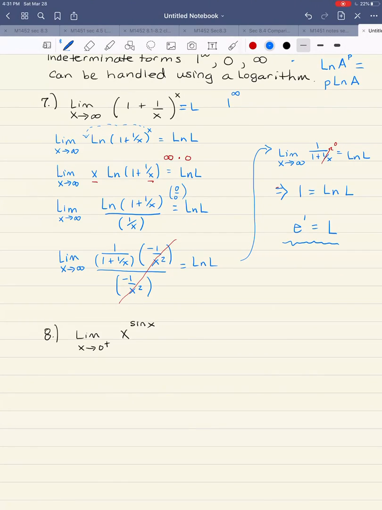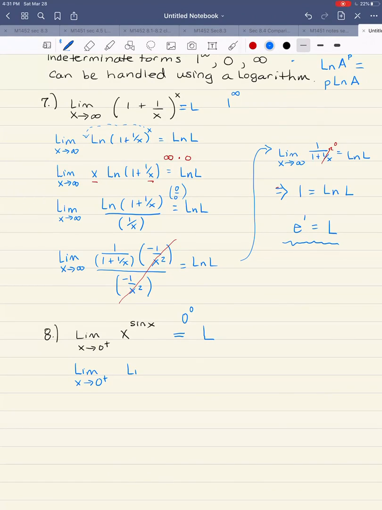I think we've got time for one more here. Let's look at the limit as x goes to 0 from the right of x to the sine of x. So this one has the form 0 to the 0 power, since the sine of 0 is 0. So we start the exact same way. Pretend there's a limit, call it L.